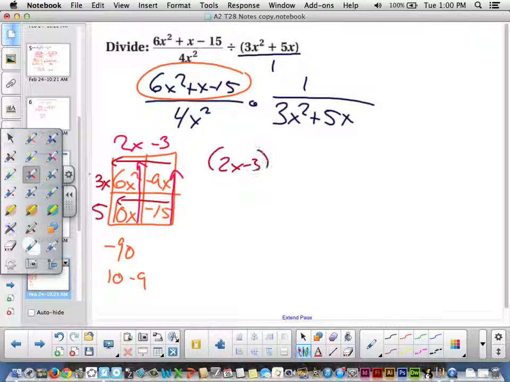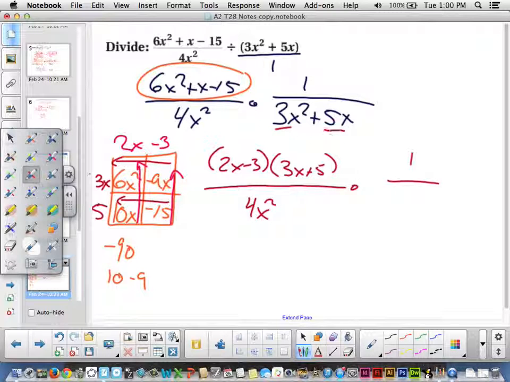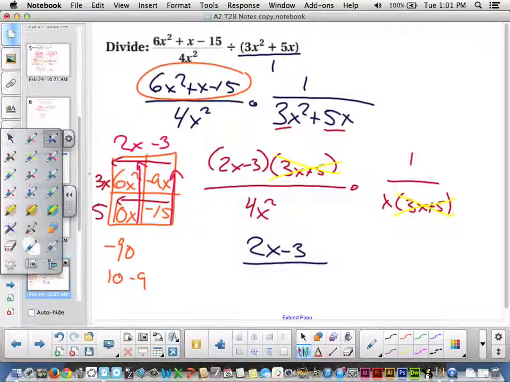2x minus 3 times 3x plus 5 over 4x squared times 1 over. These have an x in common, so we'll pull out the x. And we're left with 3x plus 5. Let's take a look. The 3x plus 5's cancel. That appears to be all that cancels, so we'll multiply across the top. We got 2x minus 3. Across the bottom, we got 4x squared times x, which is 4x cubed.